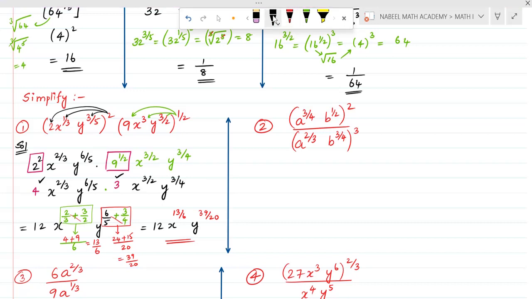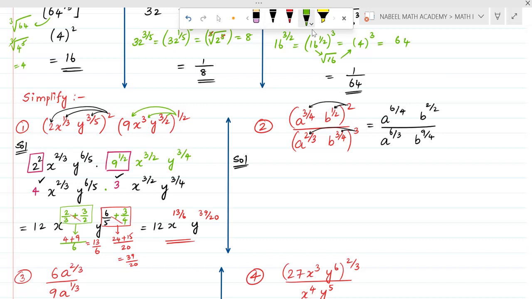Now, similarly, here we have a quotient, so it is a fraction over a fraction. I have to multiply the power first. If you apply the power first, it is 2, so I have to multiply in the numerator. So what happened? It is a to the power 6 over 4, b to the power 2 over 2, and over 3 I have to multiply the same rule with the numerator. So what happened here? a to the power 6 over 3, b to the power 9 over 4.